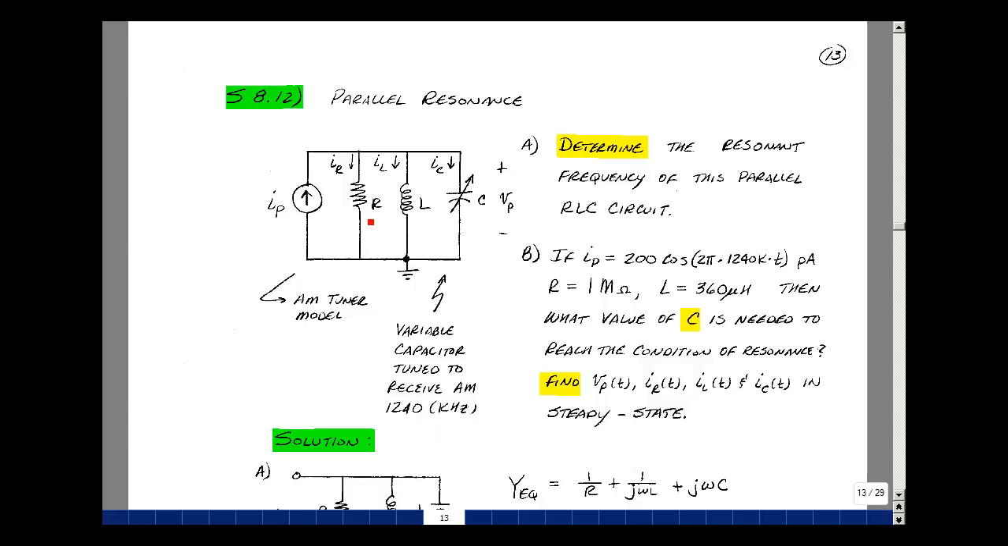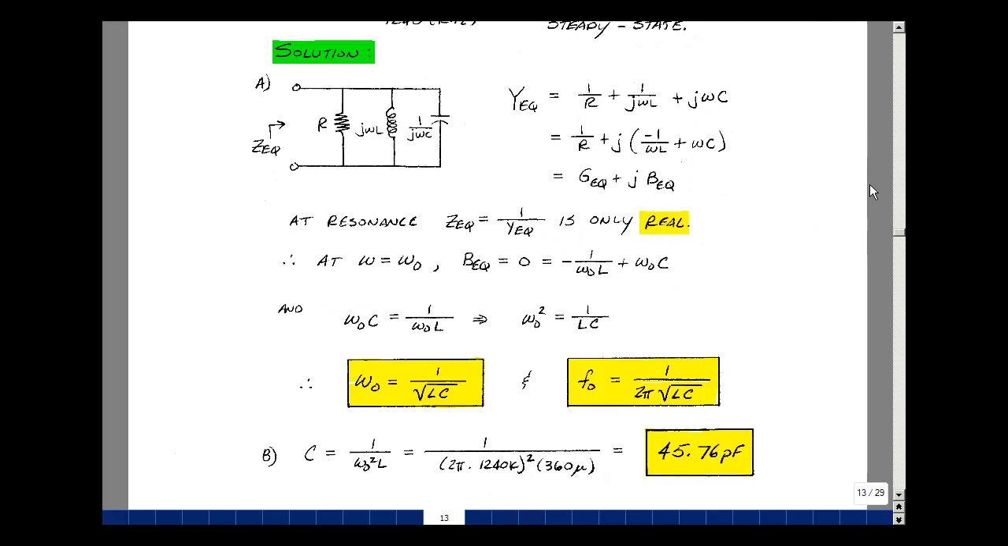Suppose that the equivalent circuit of the antenna, besides the current source, is this resistance of around 1,000,000 ohms. If I pick an inductance of 360 microhenries, what value of C would I need to bring this to resonance? And then could you find the voltage across the parallel combination and the current through each of these elements in steady state? Well, what does it mean to be in resonance?